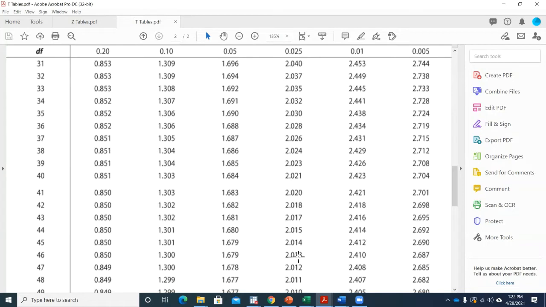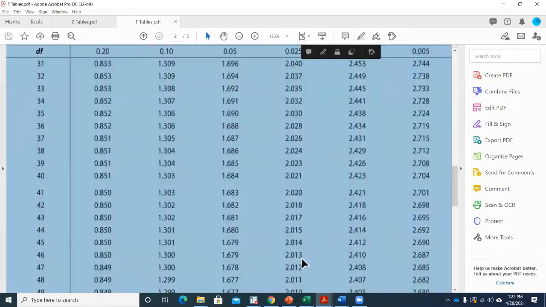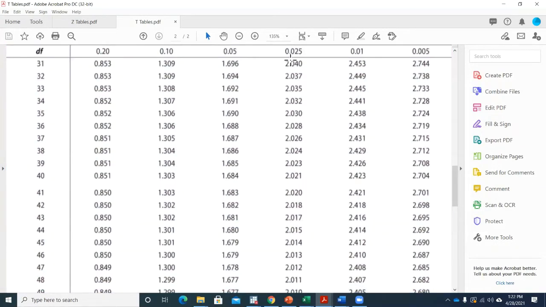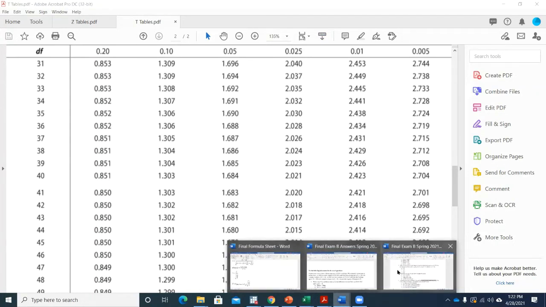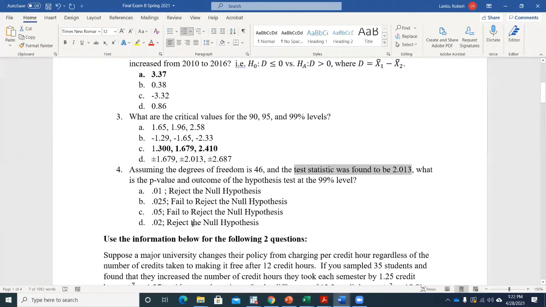If I give you an assumed true test statistic and I want you to find the p-value, it should be one of the values in this table. Sure enough, here it is. The area to the right, 0.025. So my p-value is 0.025. It's the only one that's 0.025 here.